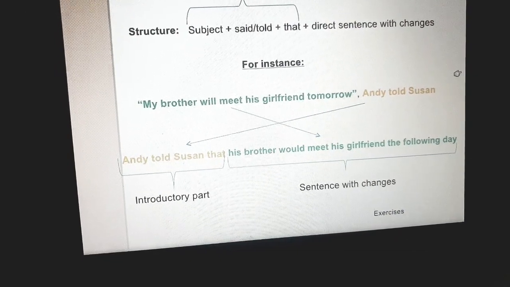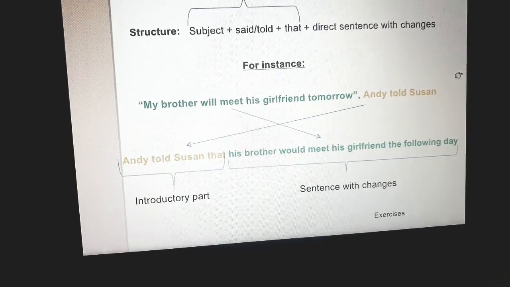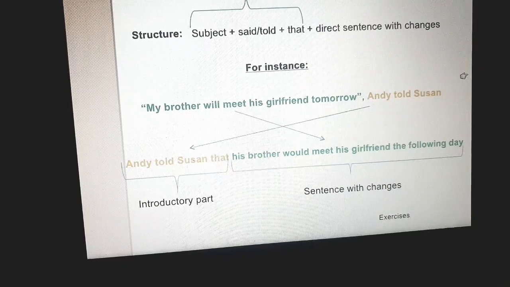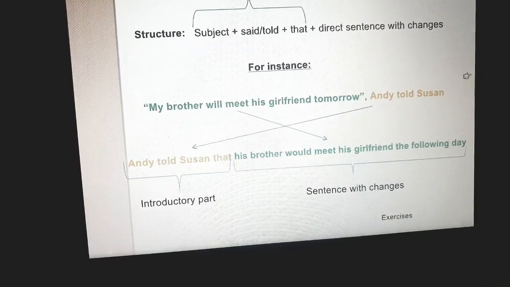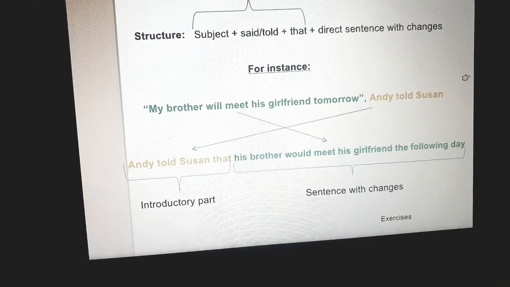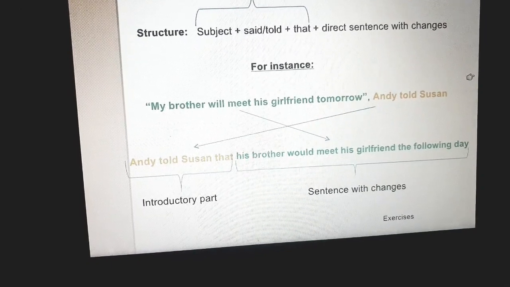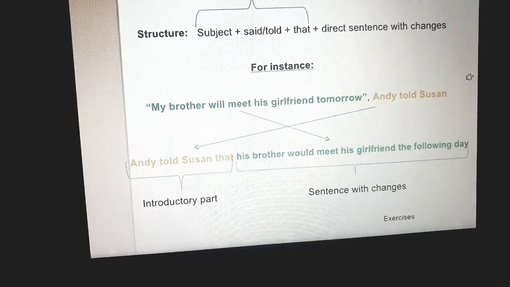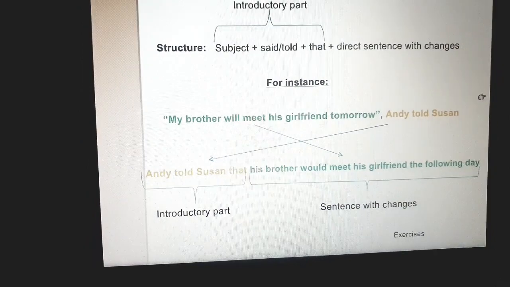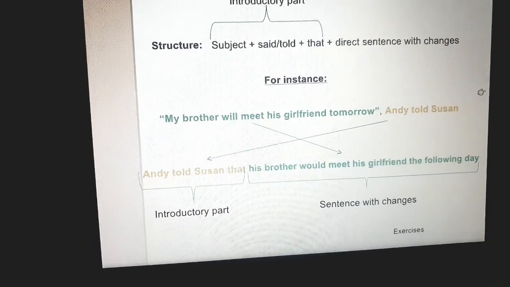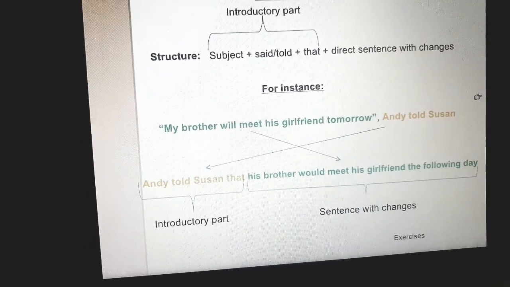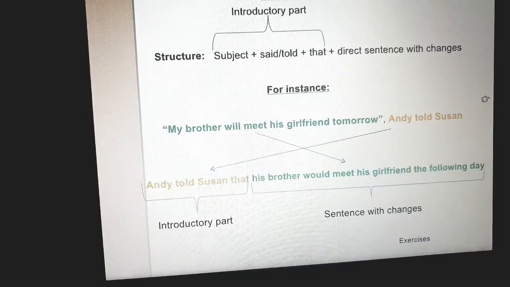Notice that my changed to his. And of course we call this the introductory part. Andy told Susan that. This is what we call the introductory part, the beginning that is always there for you, and then you continue afterwards. That, as I told you, is optional. If you put it, it's okay. If you don't, it's also okay.